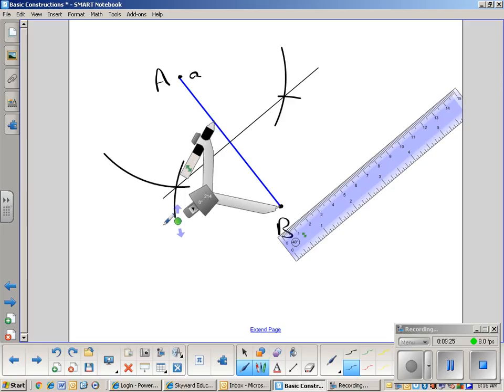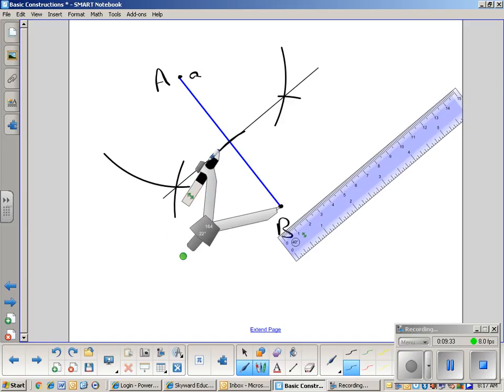Putting my compass on B, and when I do that, I'm halfway, aren't I? So I've just found half the length of AB. So you can do that now. You could construct something with half a length.